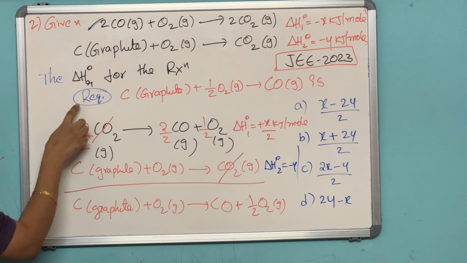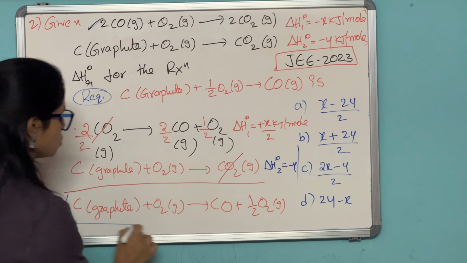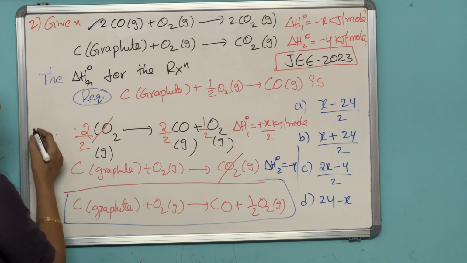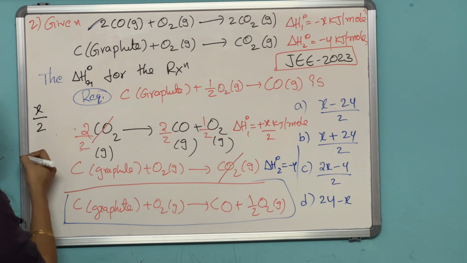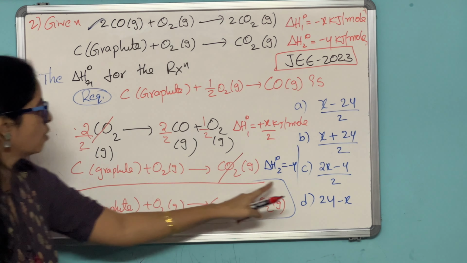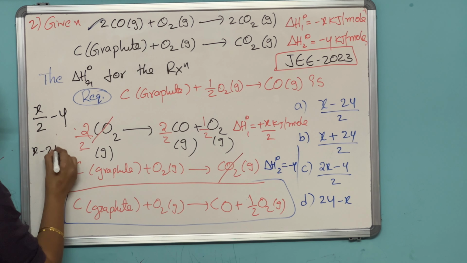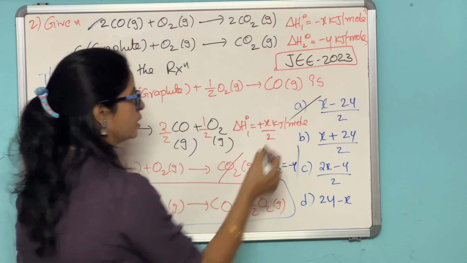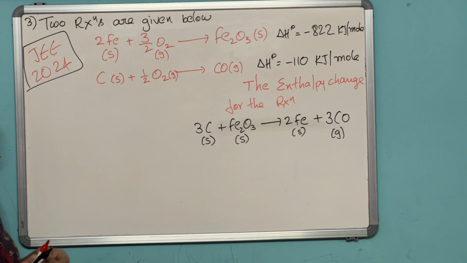So how to get this delta H naught for this entire reaction? So here it is X by 2 minus Y. So X minus 2Y divided by 2. X minus 2Y divided by 2. This will be your answer. Got it? Same procedure. Okay.